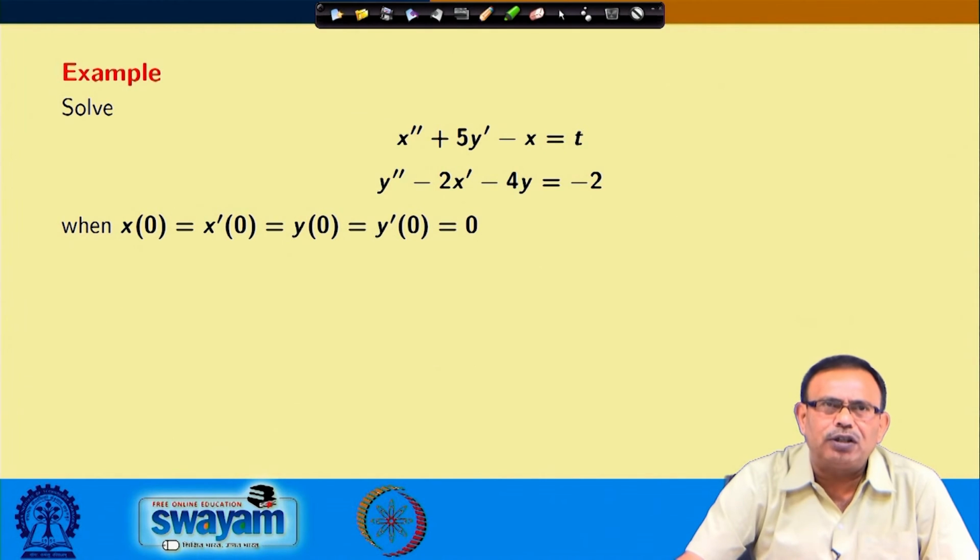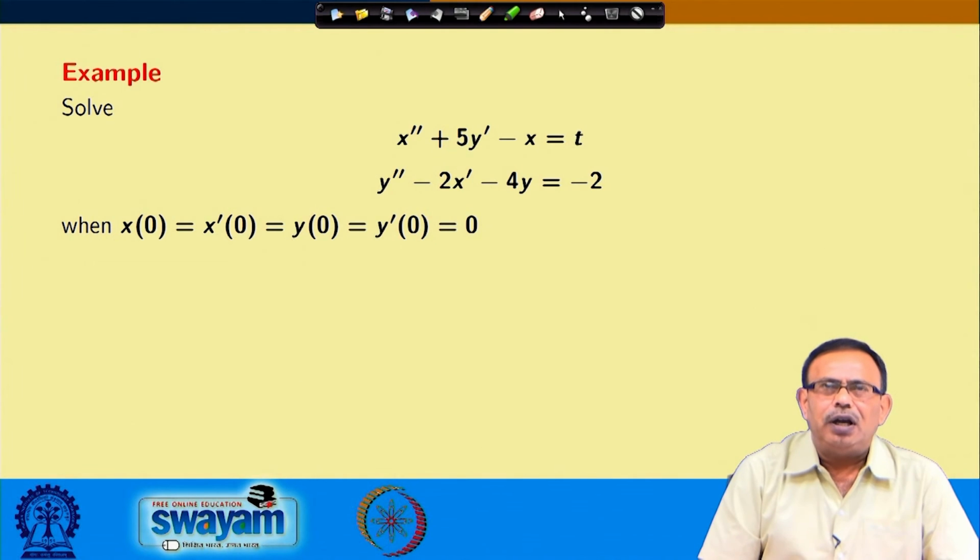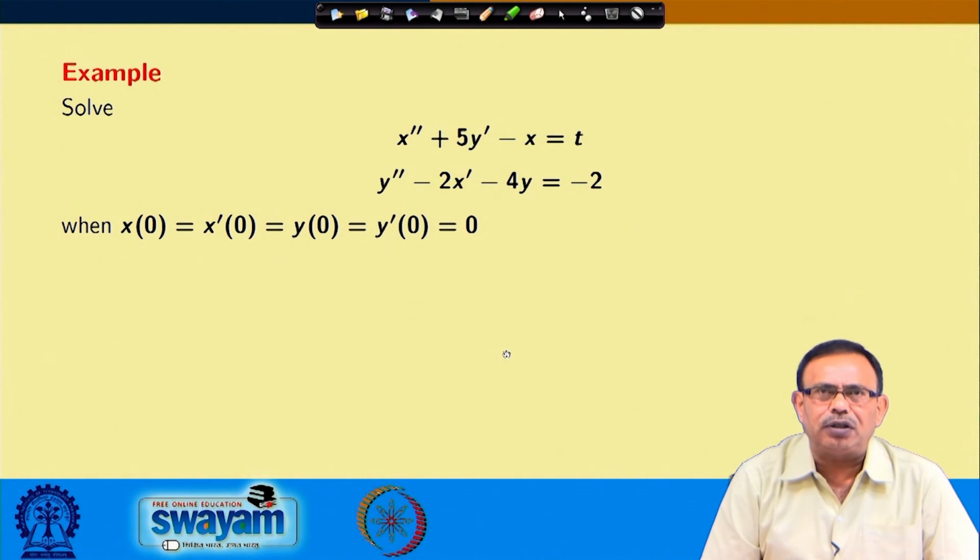Just let us do one more example, so that you can understand it again in a much better way. The second example is x double dash plus 5 y dash minus x equals t, y double dash minus twice x dash minus 4 y equals minus 2, with x 0 equals x dash 0 equals y 0 equals y dash 0 equals 0. All the values of x, x dash, y, y dash at t equals 0 are 0. So, please note that x and y are two functions of t, and by solving these two ordinary differential equations, we have to find the solution.